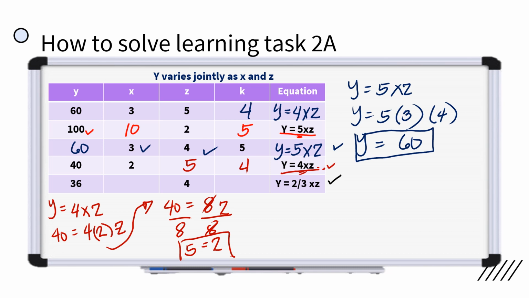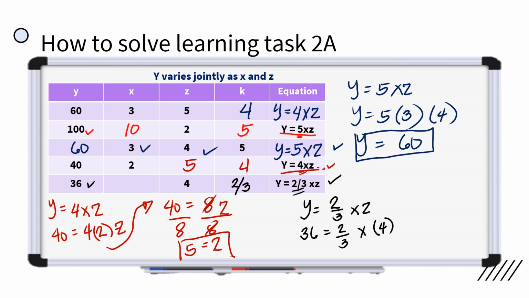So, we have our fifth line. Para sa ating panglimang line, given na ulit, ang ating constant ay 2/3. Then, we write the equation. Y is equal to 2/3 xz. Lagay ulit natin ang given natin. So, ang value ng y, yun, 36. 2 over 3. Ang ating x ang nawawala. And the value of z ay 4. Okay. So, multiply lang muna natin.